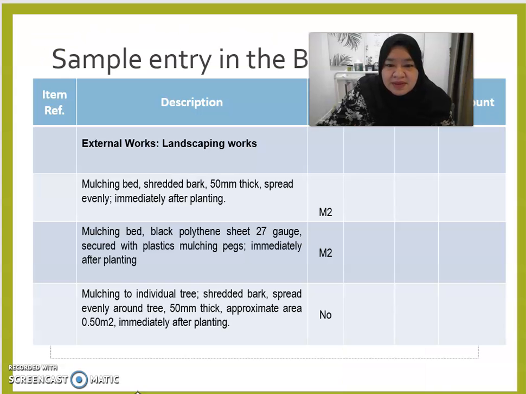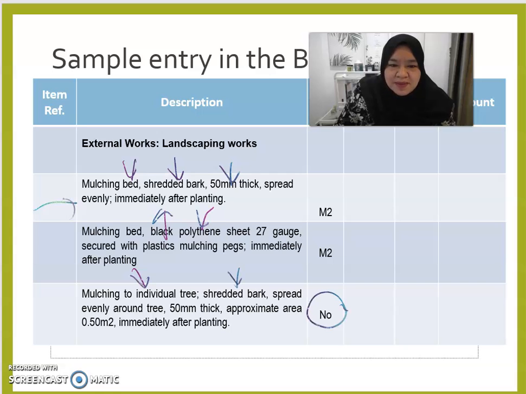Okay, example of entry in the BQ, mulching bed, using a shredded bark. What will be the thickness? Spread evenly immediately after planting. Okay, so this is using the black polythene sheet. Okay, and this is a mulching for individual tree using a shredded bark in number.